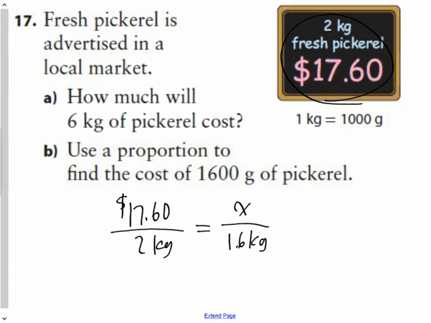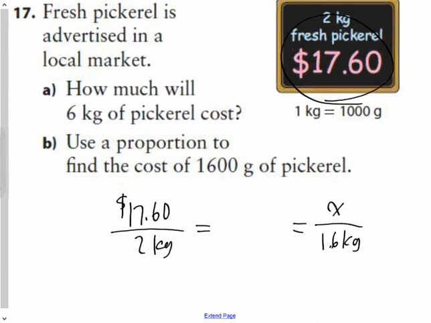I could figure out what the unit rate is, meaning the cost for 1 kilogram, and then I could figure out the cost of 1.6. That is an okay method. I personally like the cross multiplication method, but we're going to do both. So the first one I'm going to do is take this and move the proportion over here, and I'm going to put my unit rate in the middle.